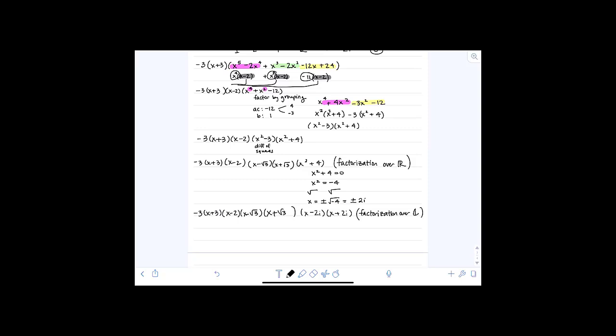Okay, before we say goodbye for today, let's take a look at how we know we're done. So I know I'm done because all quadratics have been broken up. You shouldn't be left with any quadratics standing when you're factoring over C.